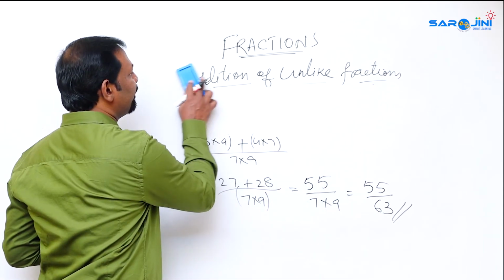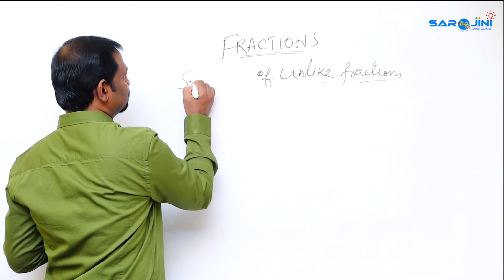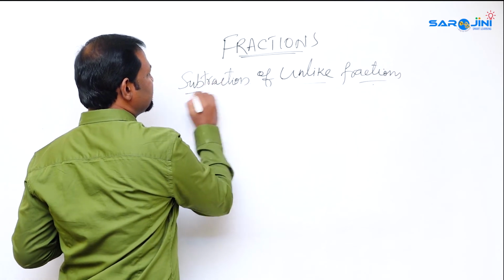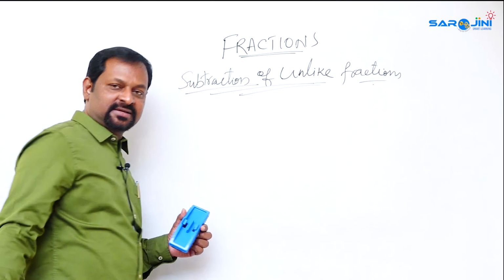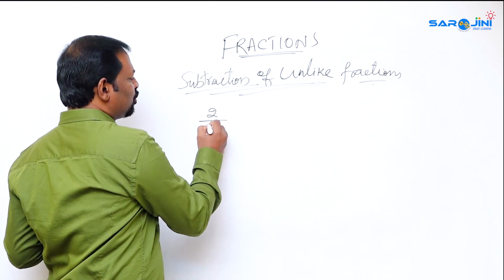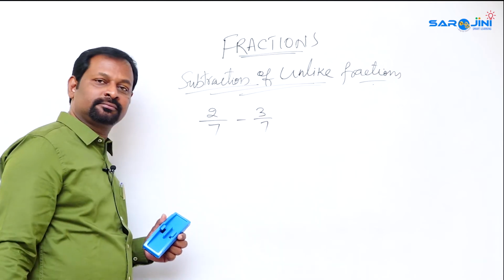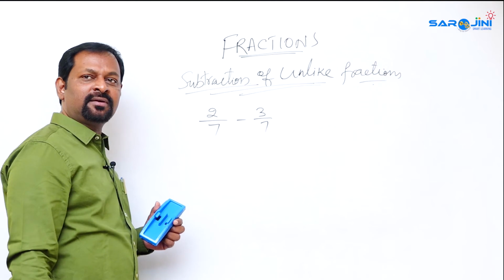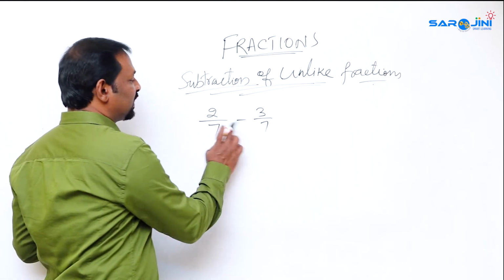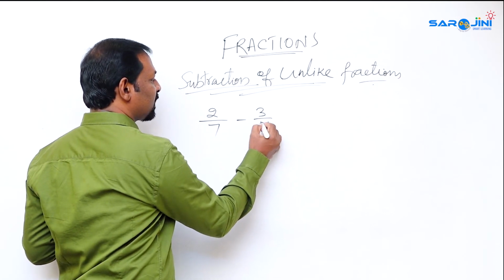Now coming to subtraction. Subtraction of unlike fractions. So again I will take 2 by 7 minus 3 by 11.